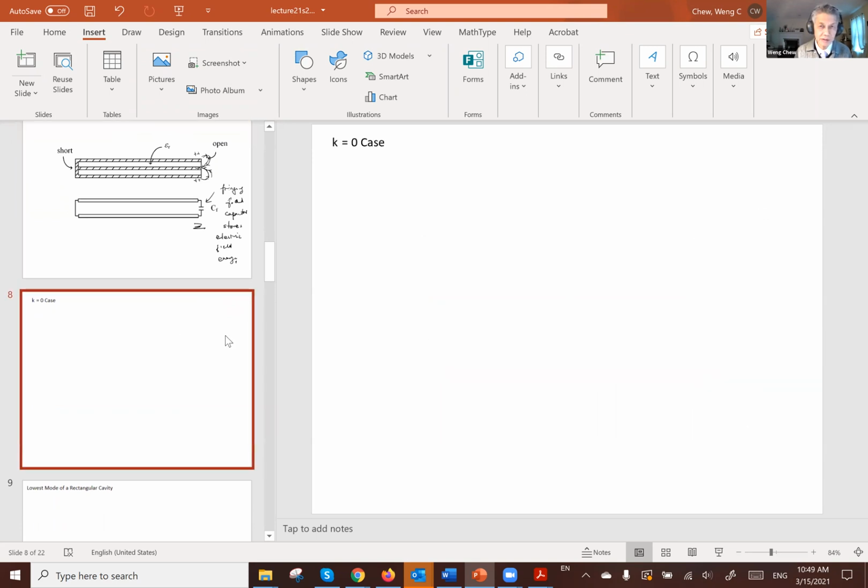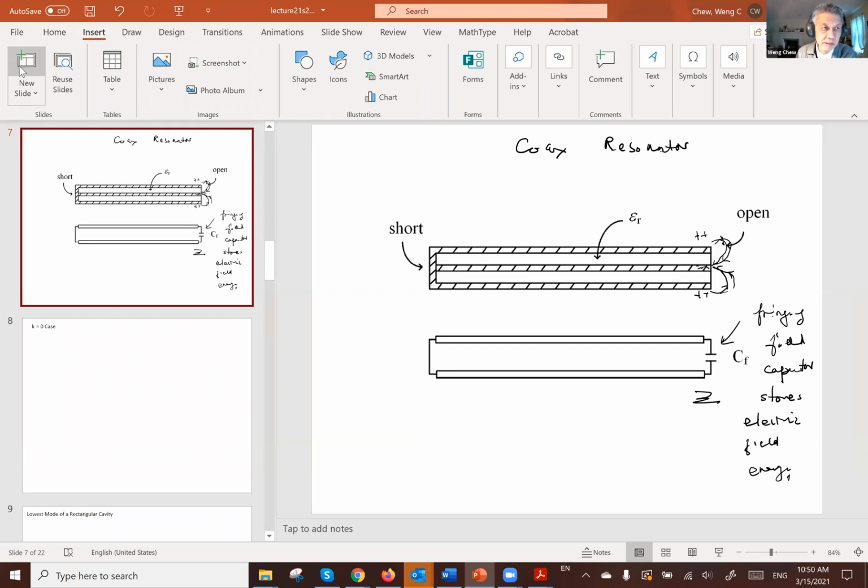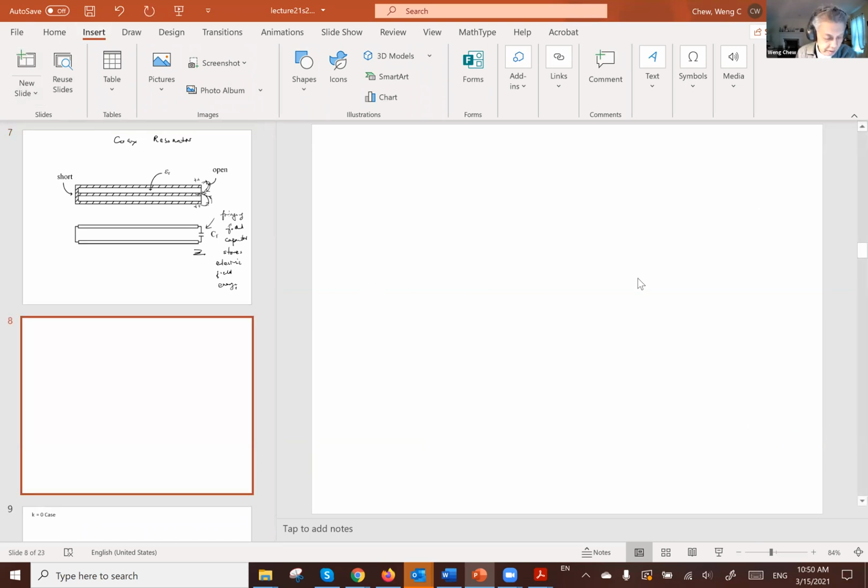So let's look at the case of... let me put in a slide in between here. Let me look at the case of a rectangular waveguide.